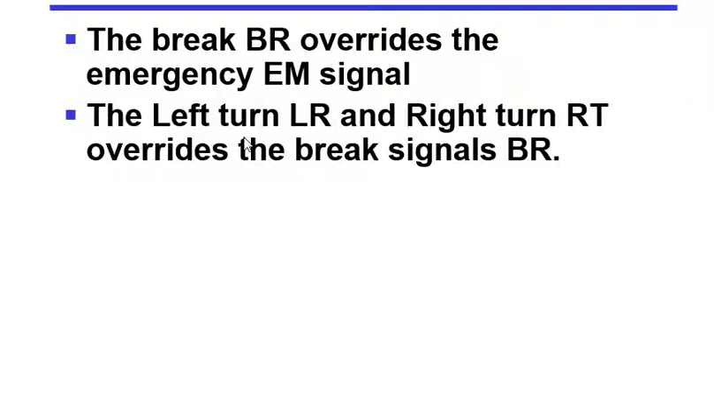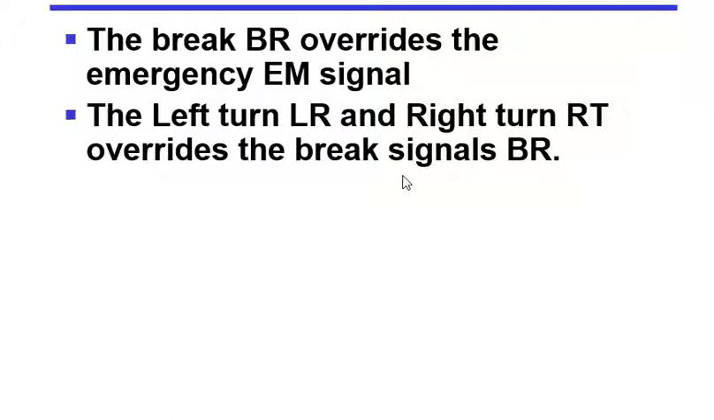And after that, the next condition that we have to fulfill is that the left turn or the right turn overrides the brake signal, which means that if the brake is being applied, then both of the backlights are on. And if any of the turn signal is applied, the constant backlight is turned back to the flashing state.